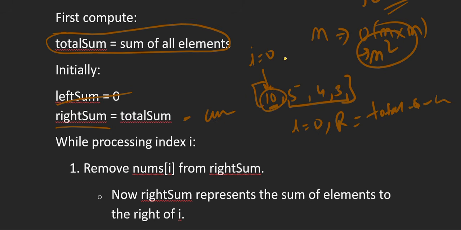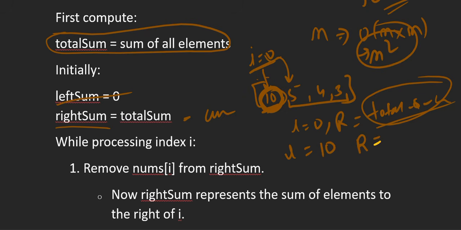the current element. And when we process an index, when we process I equal to 0, we do total sum minus nums of I, and then we take the difference. And then when we move to I equal to 1, we update our left sum and add the previous element to it. So now left sum is equal to 10, and then we subtract our current element from the right sum. Then we subtract 10 from it.